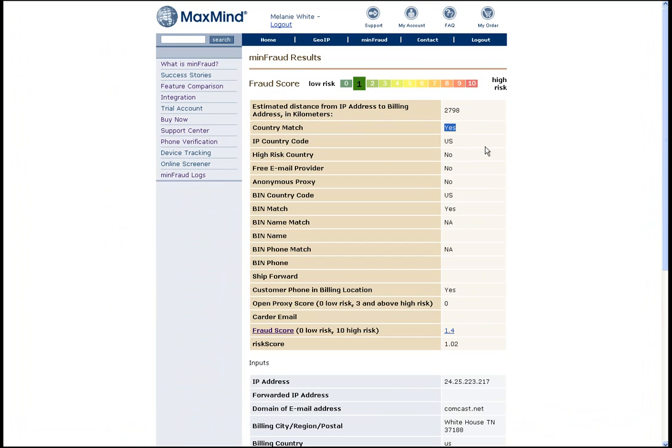If the risk score is higher, it would show the customer an error such as, this has been detected to be fraud, and then you just send them back to the previous screen. It's a great service. I highly recommend it, and I use it for all of my stores.